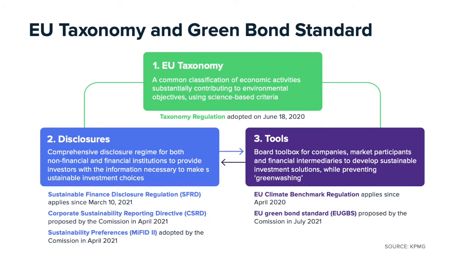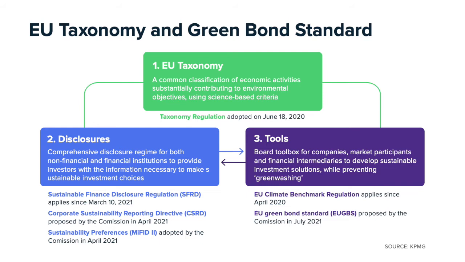EU taxonomy is linked to several regulations. First, it's linked to the Non-Financial Reporting Directive, NFRD, which will be replaced by the Corporate Sustainability Reporting Directive. Under those directives, companies have to report according to EU taxonomy. It is also linked to SFDR, the Sustainable Finance Disclosure Regulation, which relates to asset managers. So it's a regulation for investors to report.